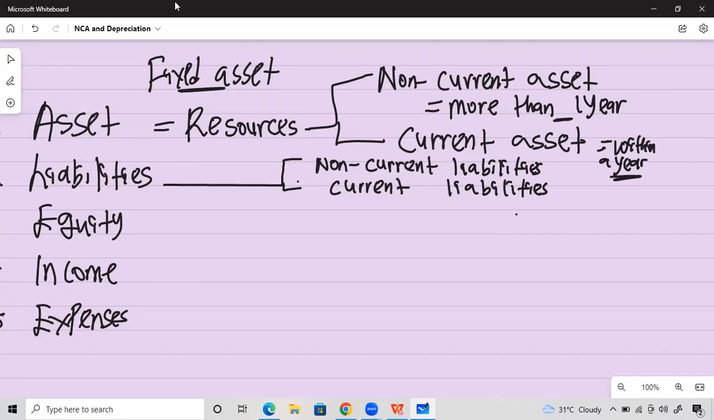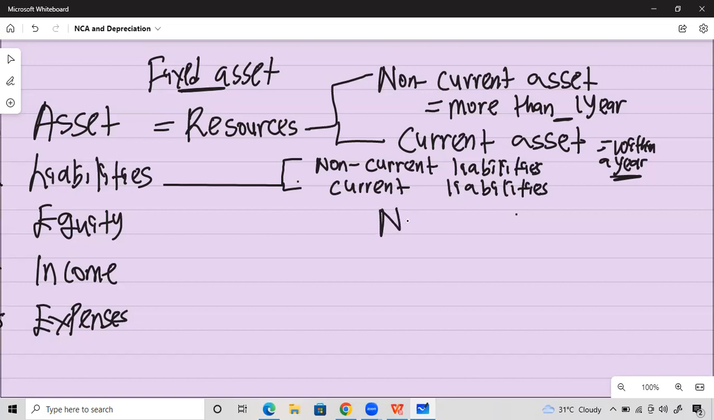That is, those assets that will bring inflow in more than one year are what we call non-current assets. And I want to tell you something as well. Non-current asset is further divided into two.